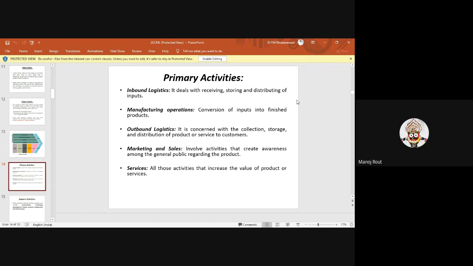It involves the activities that create awareness among the general public regarding the product. So it is the duty of the marketing and sales department. They have to go for a number of promotion strategies, make people aware of the product, and search for new potential customers for that particular product. And the last one is all those activities that increase the value of the product or services. That is why service is the most important part as far as the product is concerned.